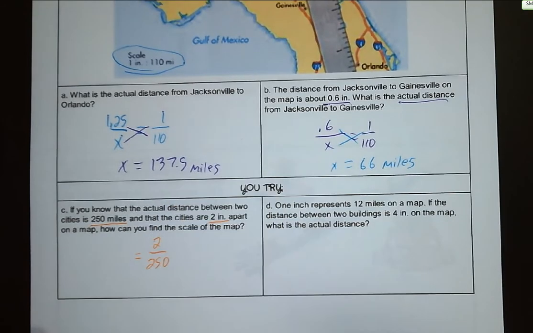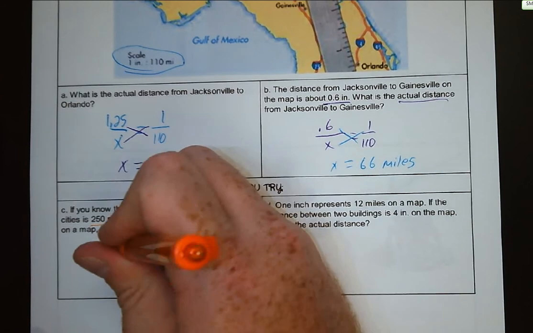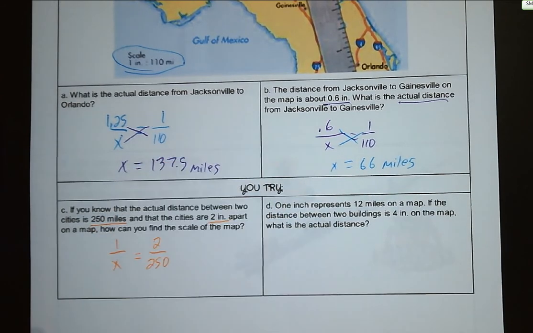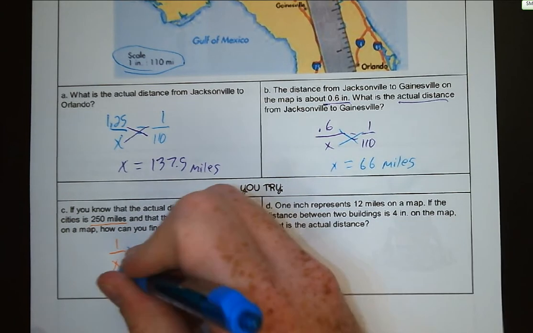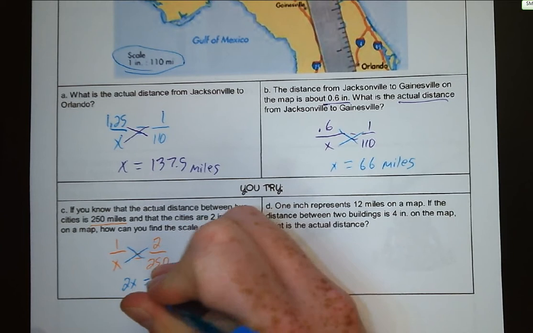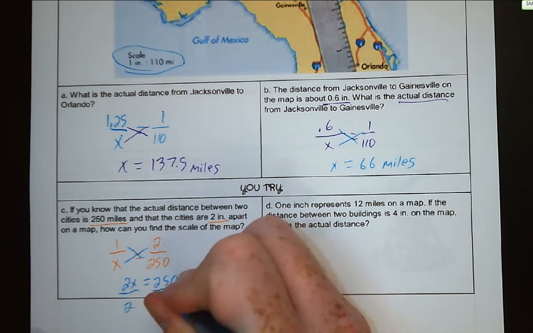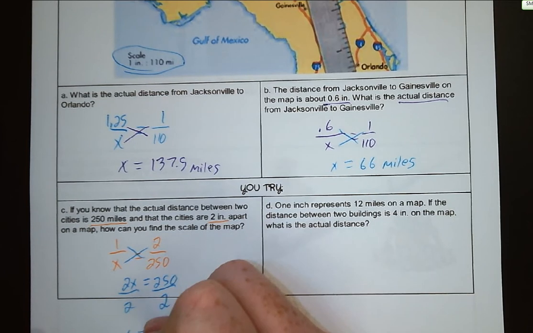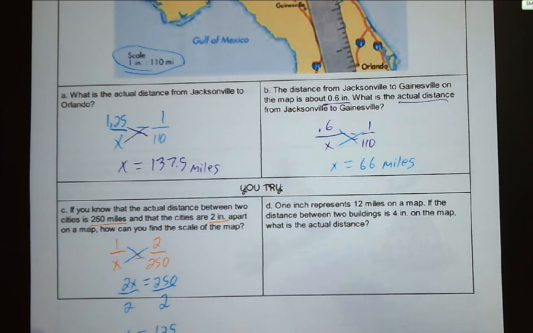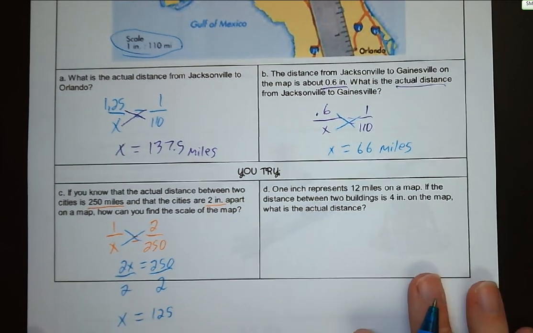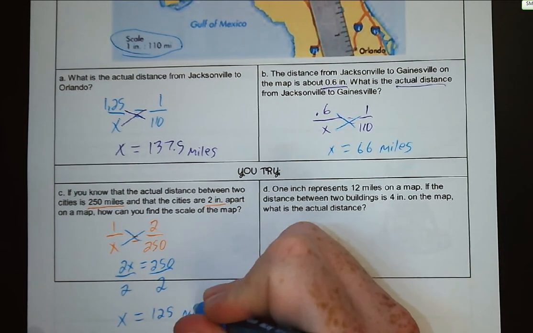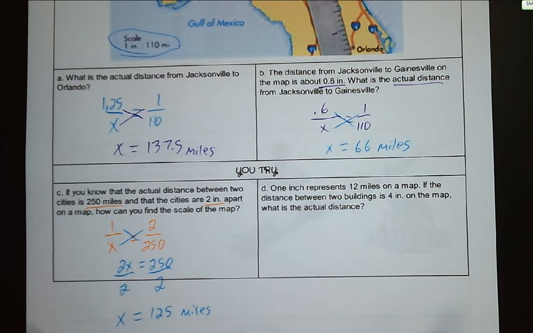Now, scales of maps are always reduced down to 1 inch being our reference point. So 1 inch is how many miles in the real world? So we start by cross multiplying, and we got 2x equals 250. And we are going to divide both sides by 2. So x is equal to 125 miles. So 1 inch on that map is equal to 125 miles.